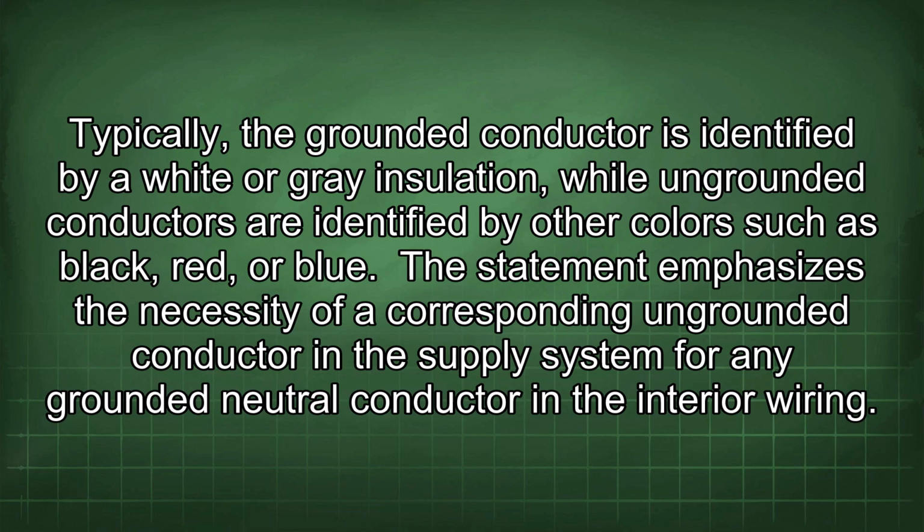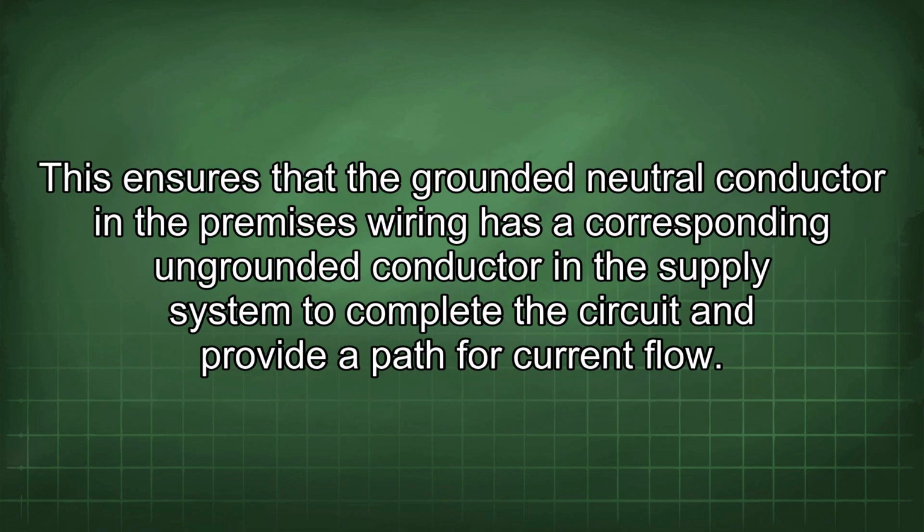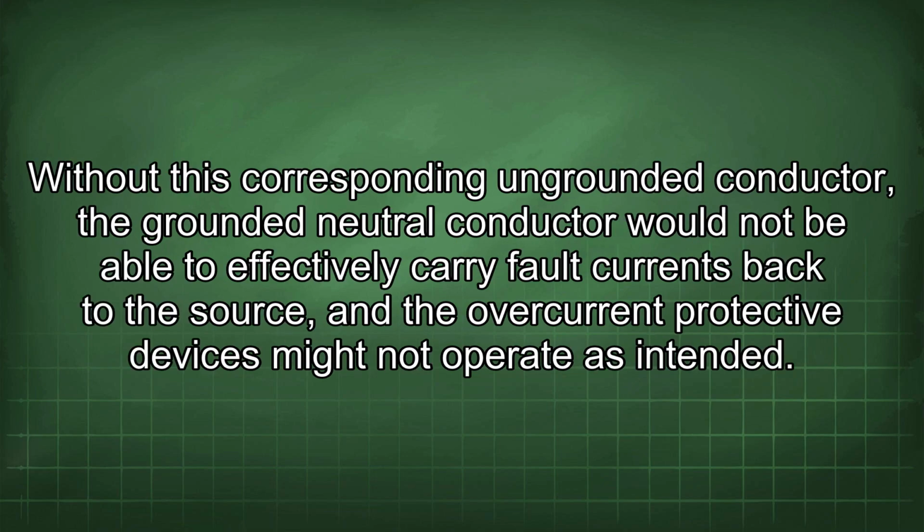The statement emphasizes the necessity of a corresponding ungrounded conductor in the supply system for any grounded neutral conductor in the interior wiring. This ensures that the grounded neutral conductor in the premises wiring has a corresponding ungrounded conductor in the supply system to complete the circuit and provide a path for current flow. Without this corresponding ungrounded conductor, the grounded neutral conductor would not be able to effectively carry fault currents back to the source, and the overcurrent protective devices might not operate as intended.